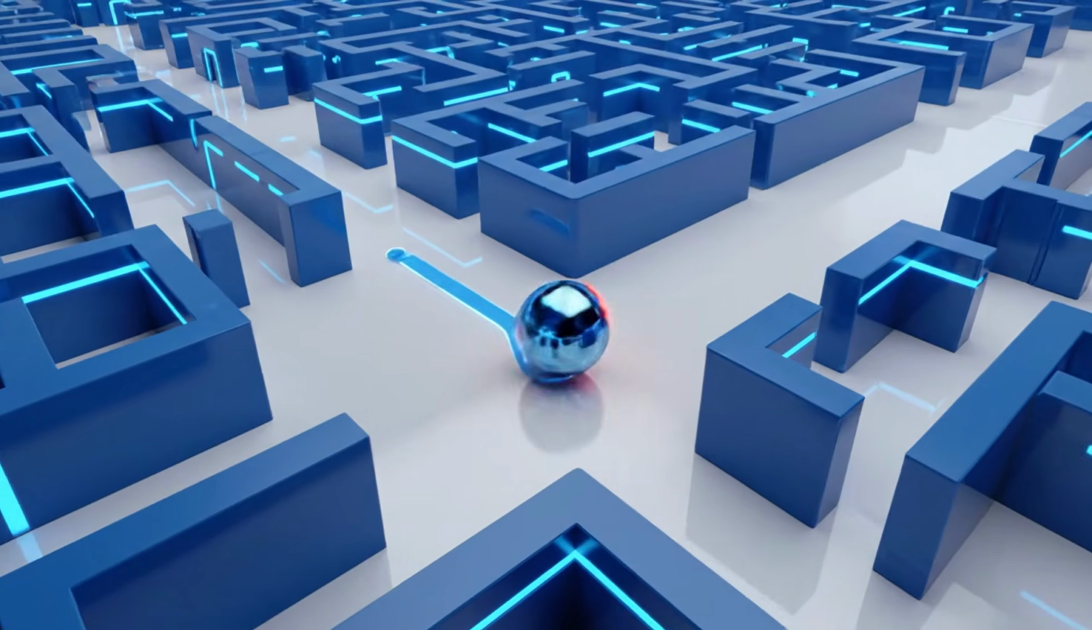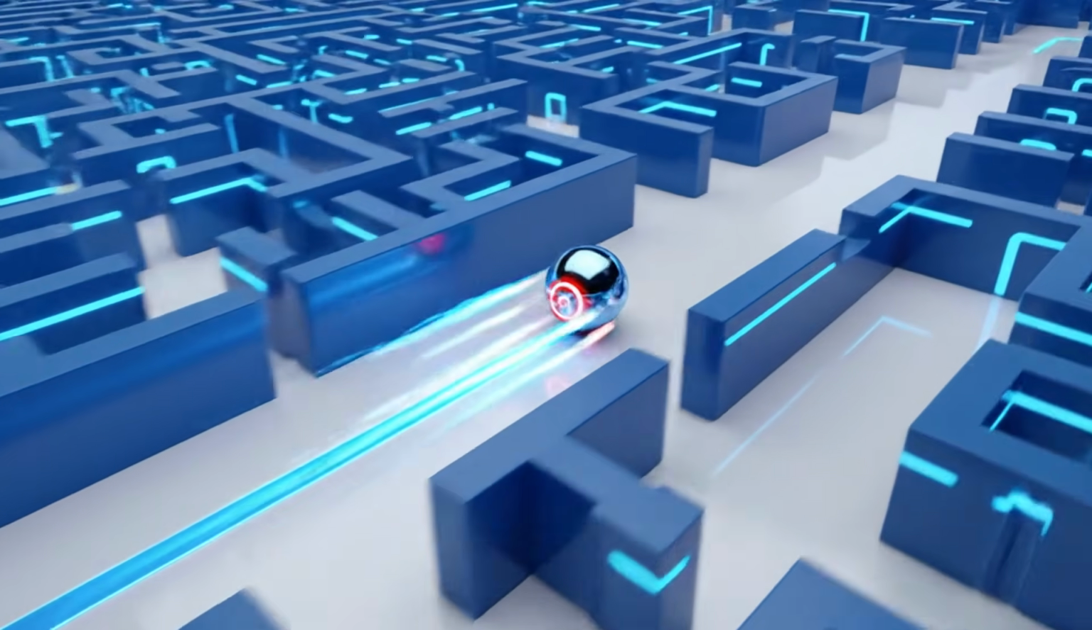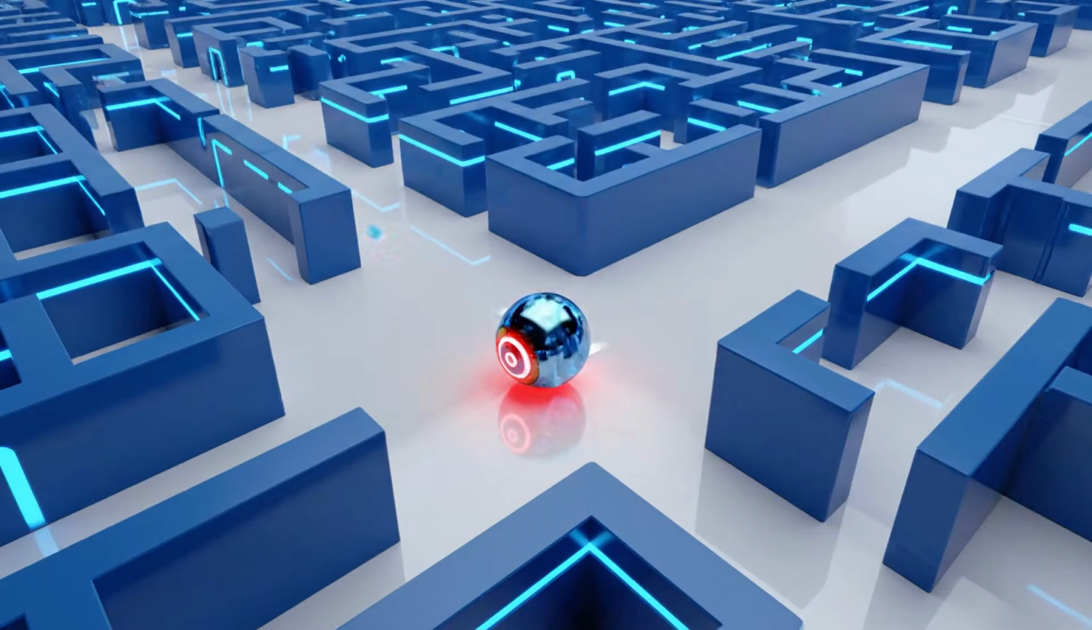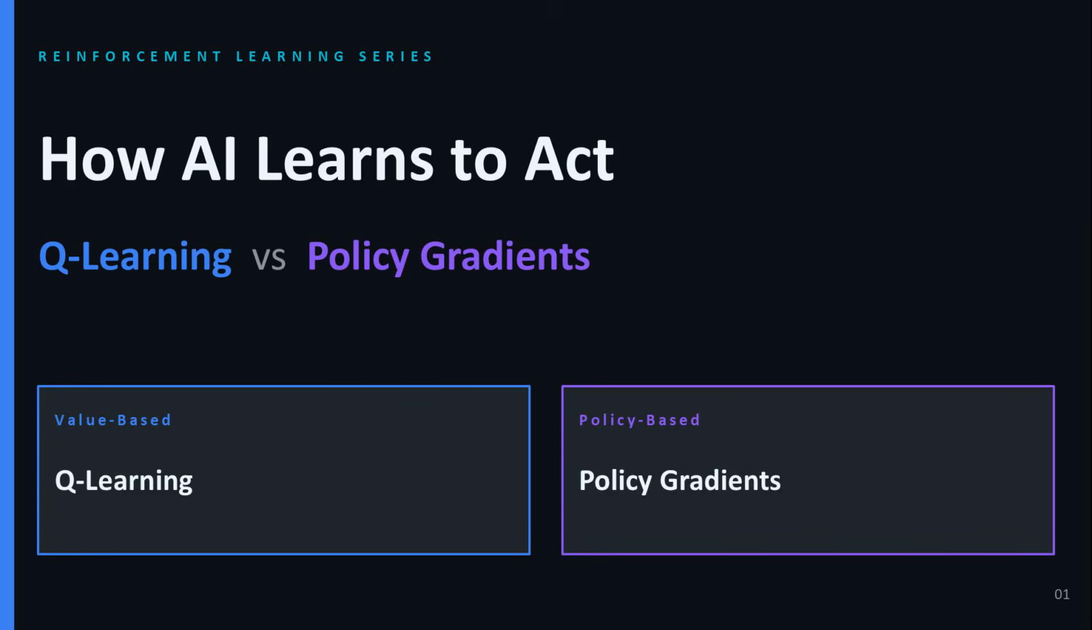How does AI go from random actions to mastering decisions like a pro with reinforcement learning? Welcome to this reinforcement learning series. In this video, we'll explore how AI learns to act and compare two powerful methods, Q-learning and policy gradients.